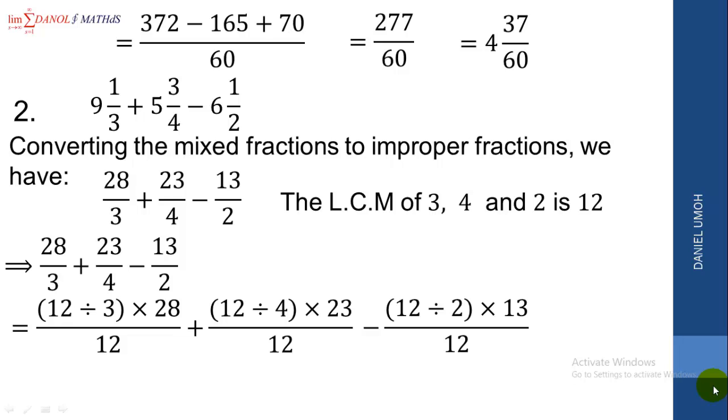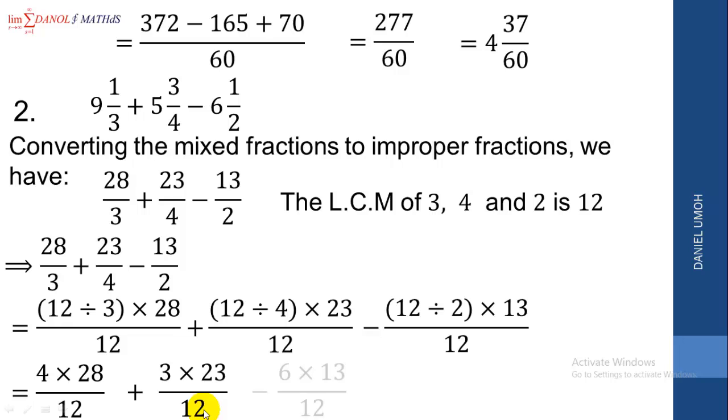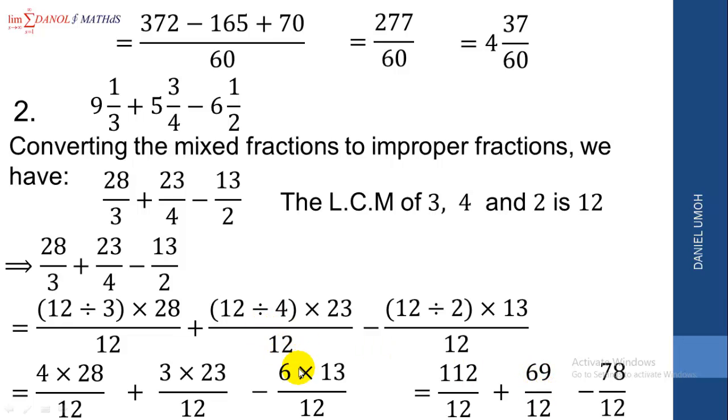Okay, so now on simplifying that, we have 12 divided by 3 is 4, then times 28 over 12. For the second one, we had 12 divided by 4, which is 3, right? Times 23 over 12. For the third one, we have 12 divided by 2, that gives us 6. Then times 13 over 12. Now simplifying this, 4 times 28 gives us 112 over 12. Then 3 times 23 gives us 69, of course, over the still 12. And we now have 6 times 13, that gives us 78 over 12.